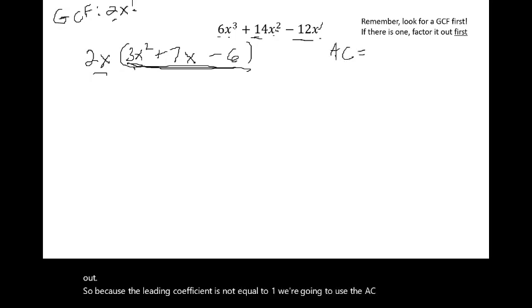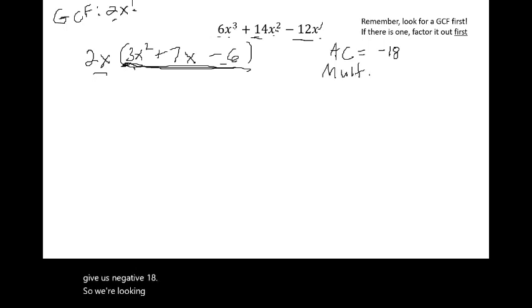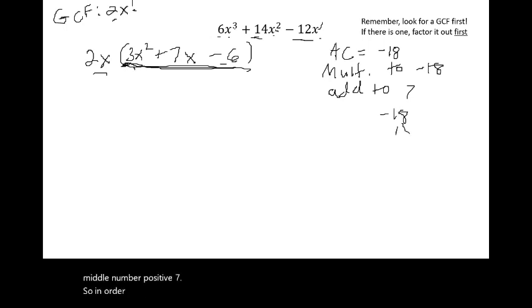So we're going to take the new first number 3 and multiply it by the new last number negative 6, which will give us negative 18. So we are looking for two numbers that multiply to the AC, negative 18, and add up to the new middle number, positive 7. In order to multiply to a negative, the two factors need to have different signs. One of them needs to be positive and one of them needs to be negative.